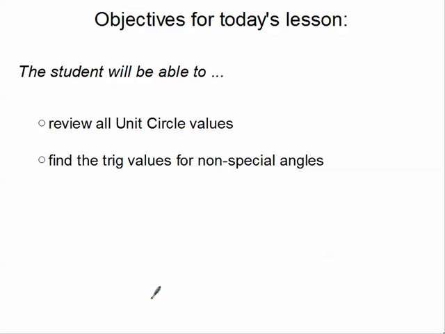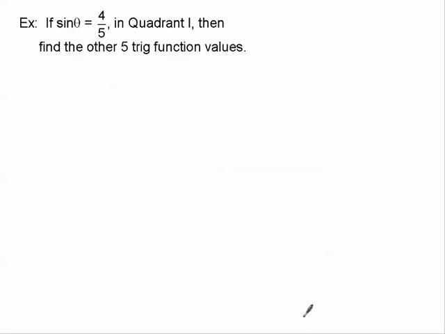Hi, and in this tutorial we're going to find the trig values for non-special angles. So sometimes we'll have a situation like this. If the sine of theta is equal to 4/5 in quadrant 1, then find the other 5 trig function values. Obviously we have one of them. We have the sine value. I'm looking for the other 5.